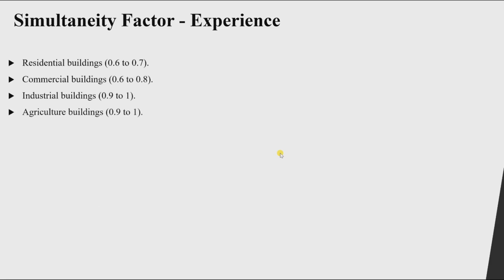Finally, the simultaneity factor that we use in different buildings. Residential, you will find between 0.6 to 0.7 because we have many customers or lots of apartments. That's why it will be low compared to commercial, 0.6 to 0.8. In industrial, all of the buildings are operating at the same time, with their machines working, so it will have a high simultaneity factor. And for agriculture buildings, it will be 0.9 to 1.